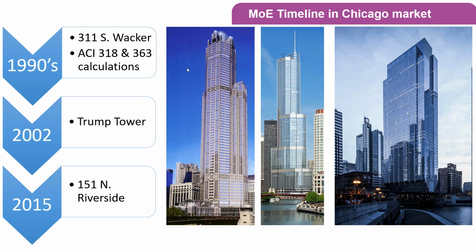Jumping forward to when I was much more prevalently involved in the industry, in 2005, we did a project called 151 North Riverside. Although the building itself is not very slender, you can see from the bottom here that it actually V's in. That is to fit it between the Chicago River and the train tracks on the other side. So this really was the first foray for us in recent times into modulus of elasticity testing.